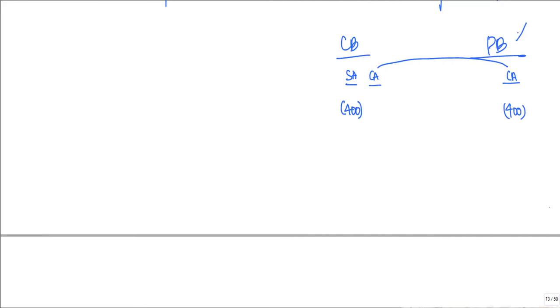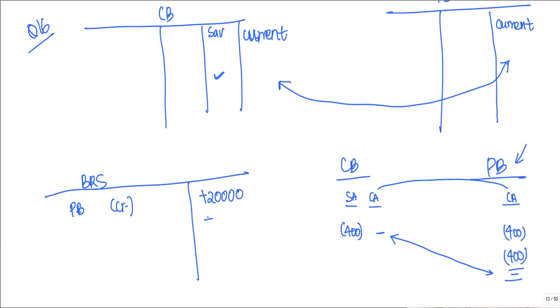Okay, passbook is the starting point, nothing is mentioned here. So just to reconcile these two, you'll add 400 here so that this can become equal. 400 will also be, sorry, here it will be added only, then it can become 0, right? So this will be 400 plus.